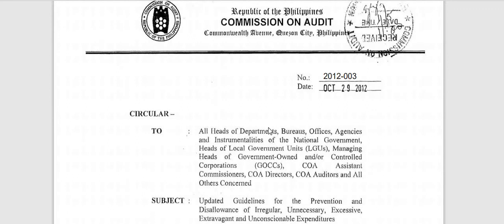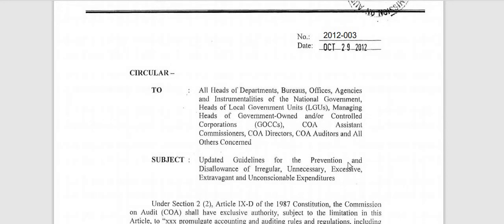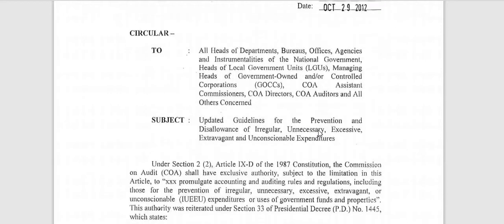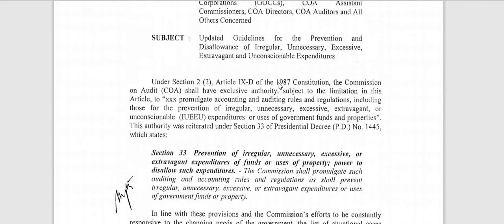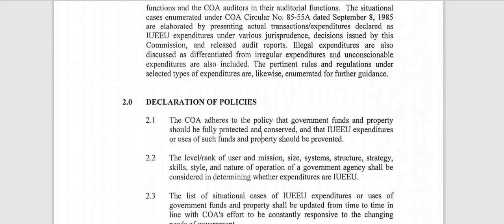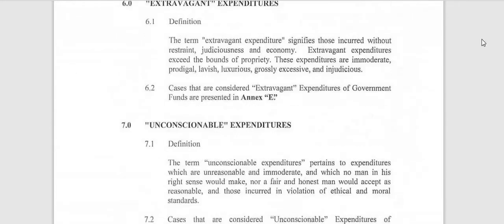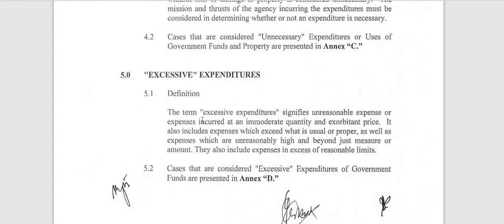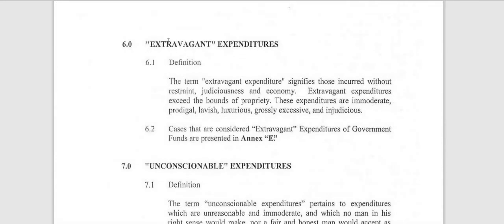Another thing, this is the COA Circular 2012-003. This is about the guidelines for the prevention and disallowance of irregular, unnecessary, excessive, extravagant, and unconscionable expenditure. We have a separate discussion for it. I would just like to emphasize that for expenditures there is a certain level of description of whether it is illegal or excessive or unnecessary. Here are the definitions: definition of unnecessary, excessive, extravagant, and unconscionable expenditure.